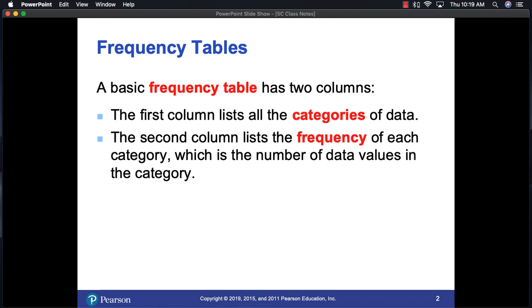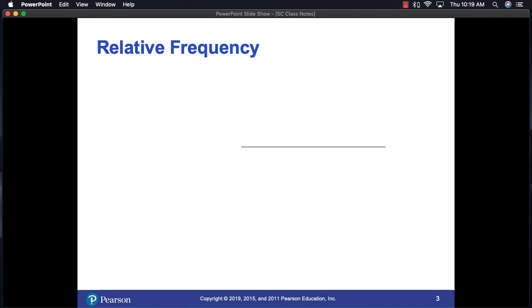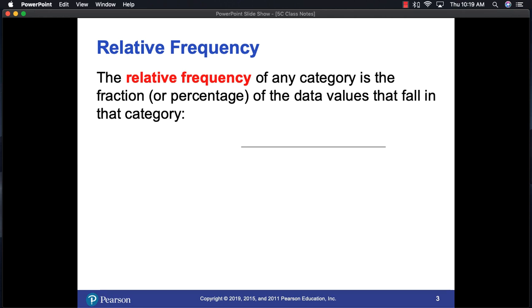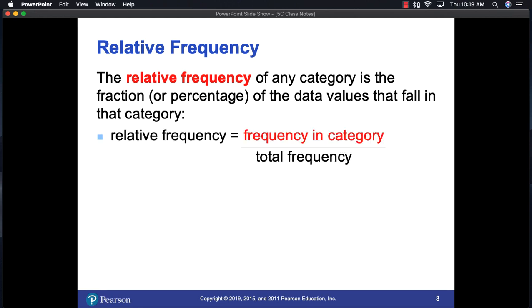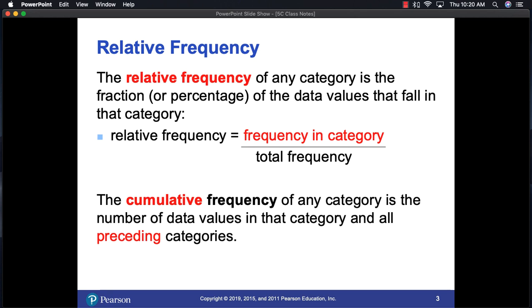These frequency tables also are related to what is known as relative frequency. The relative frequency of any category is the fraction or percentage of data values that fall in that category. And there's a formula for determining relative frequency: the frequency in the category divided by the total frequency. Again, we'll do an example a little later. There's also cumulative frequency, where the cumulative frequency of any category is the number of values in that category and the preceding categories.